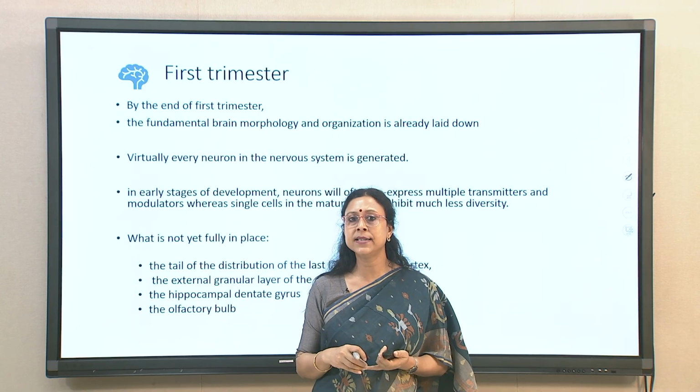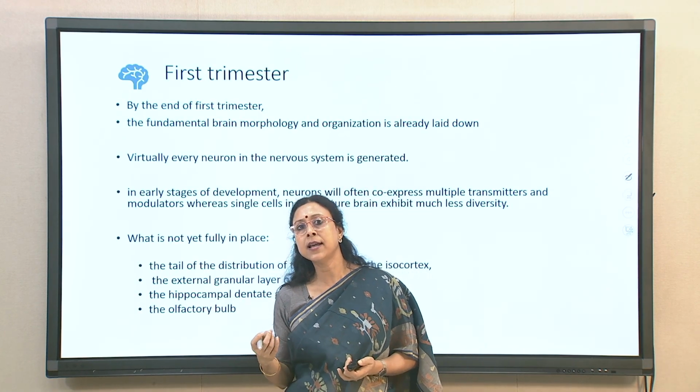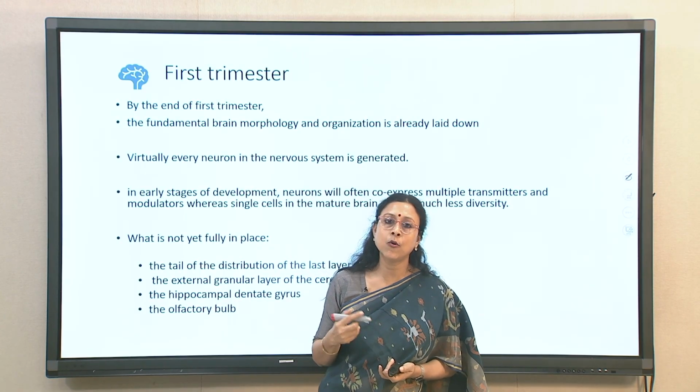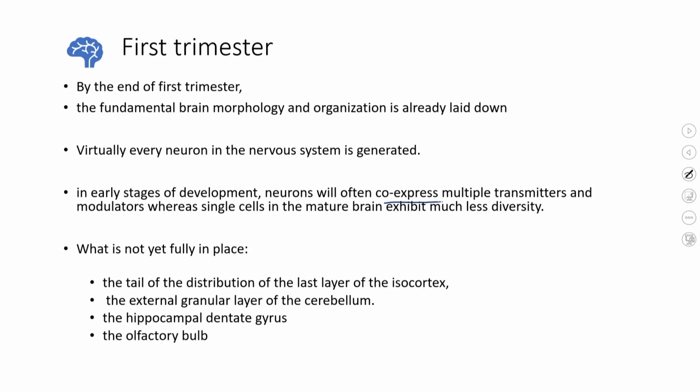They are also busy doing multiple things which will not be reflected in the adult brain. Initially neurons will co-express multiple transmitters and modulators, whereas single cells in the mature brain do not do that; they exhibit much less diversity. So, the brain not only has a large number of cells, but they also show a lot of diversity. But what is not yet fully in place is the tail of the distribution of the last layer of the isocortex, the external granular layer of the cerebellum, the hippocampal dentate gyrus and the olfactory bulb. So, certain parts of the brain are not yet developed, but the majority of the neurons are already generated.